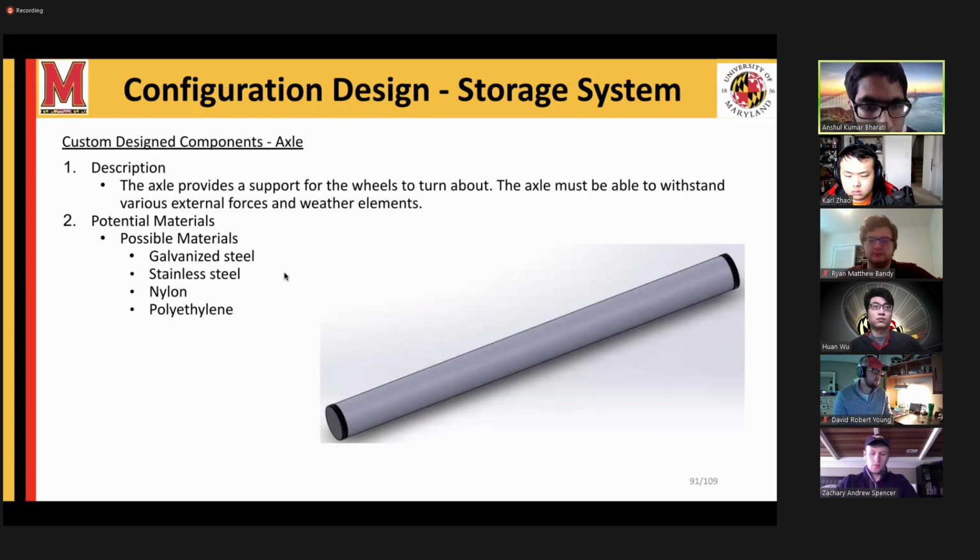The next component is the axle for the wheels. This provides a support for the wheels to turn about. The axle must be impact resistant and weather resistant. Potential materials include galvanized steel, stainless steel, nylon, and polyethylene.